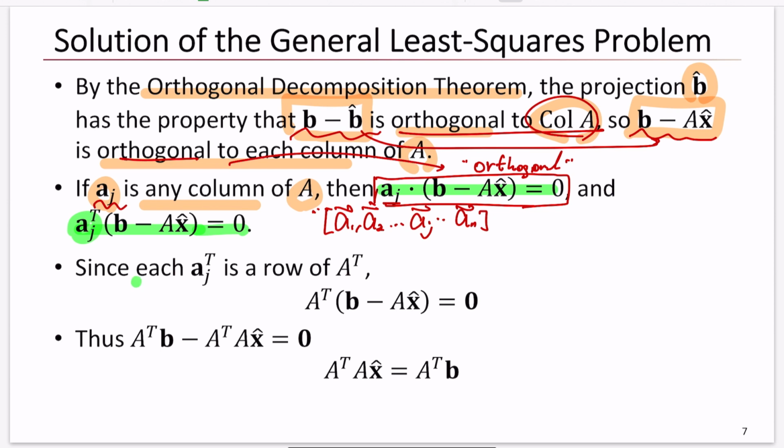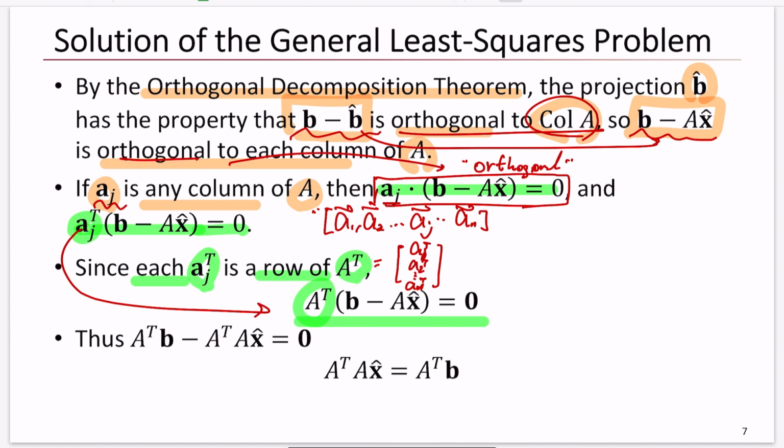Since each aj transpose is a row of A transpose, from the definition, A transpose is going to be a1 transpose, a2 transpose, ..., an transpose. So we can represent this as A transpose times (b minus A x hat) equals the zero vector, which means A transpose b minus A transpose A x hat is equal to 0. Finally, A transpose A x hat is equal to A transpose b.